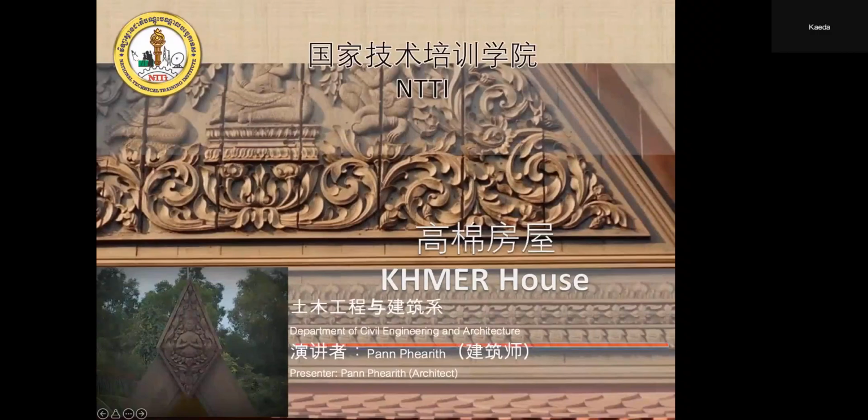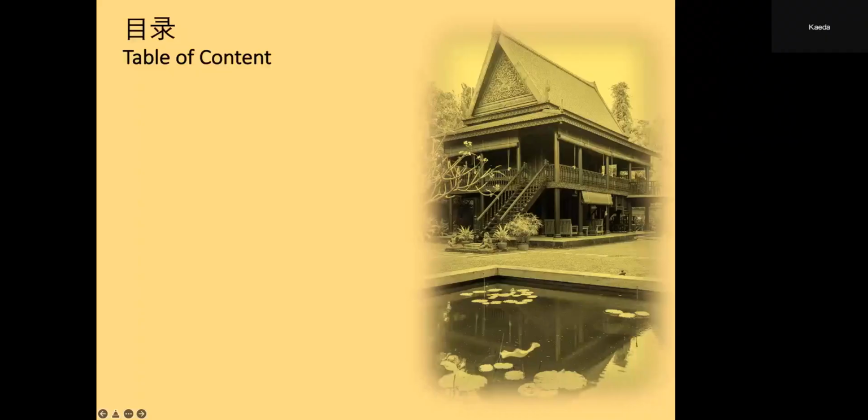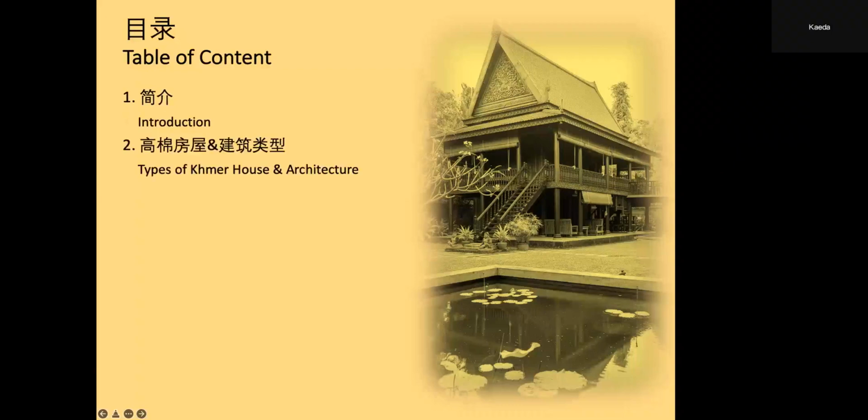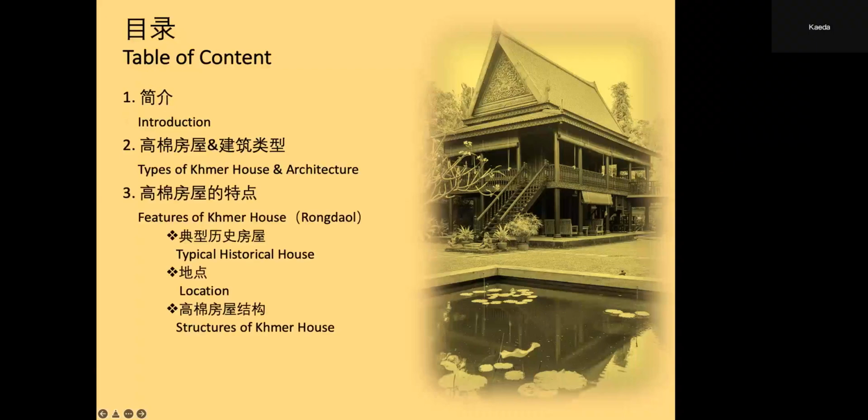For the agenda today, we will cover the introduction to Khmer houses, followed by types of Khmer house and architecture. The third one, we will go through the features of Khmer houses, and I will raise a topic on the Khmer house run down, which is the most popular house, the location and structure of Khmer houses. And finally, we will go through a brief on this topic.